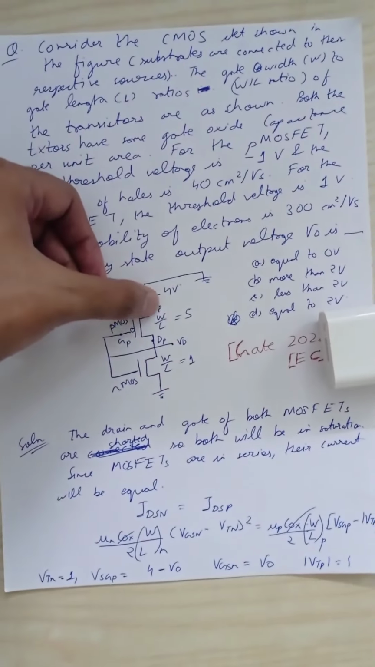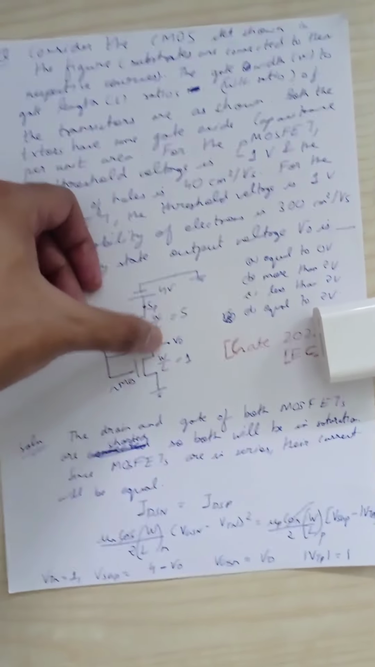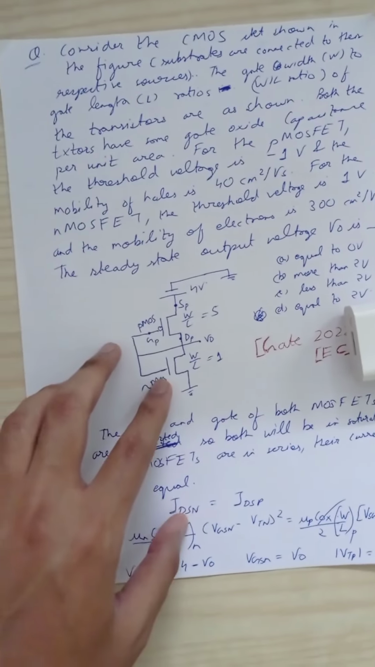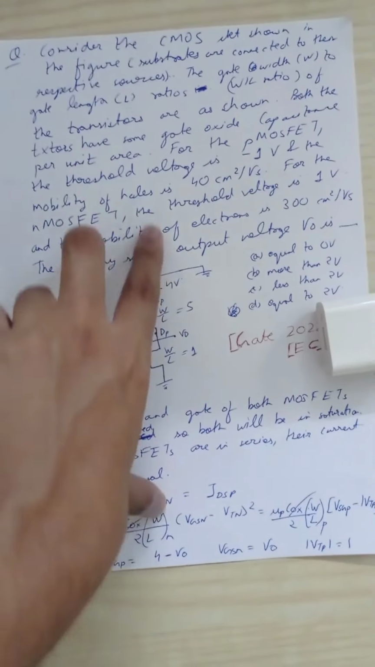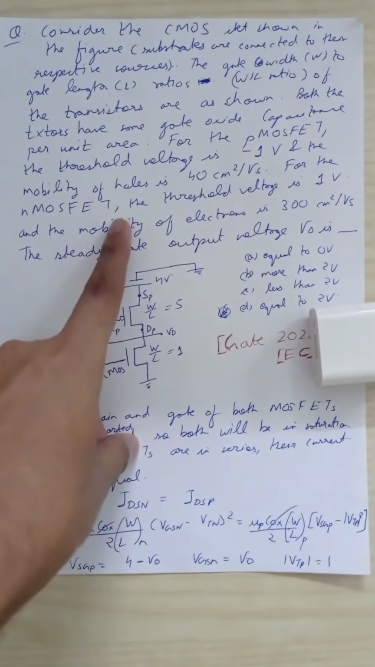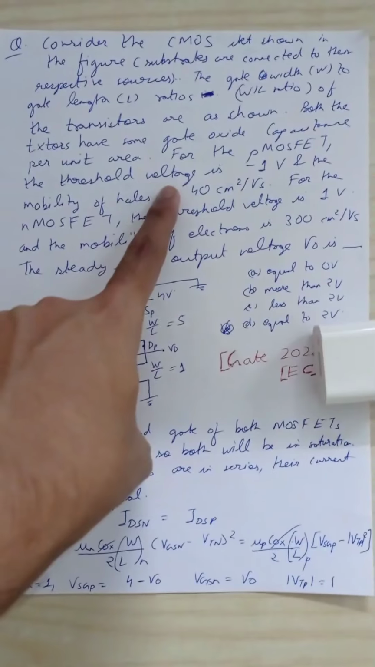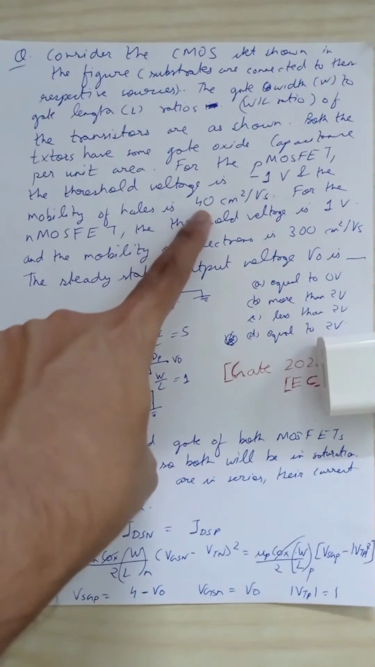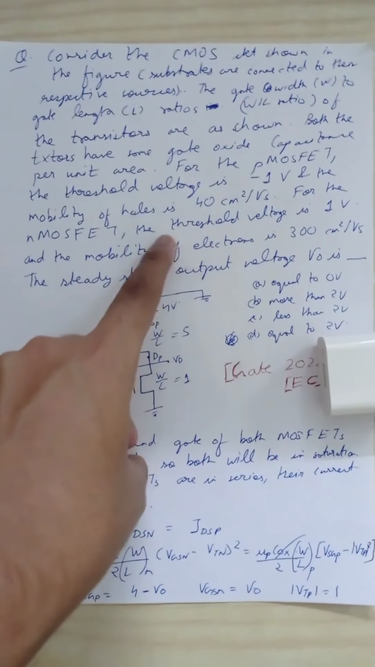So this is a PMOS, its width W by L ratio is 5, and this is an NMOS, its W by L ratio is 1. Then it says that both the transistors have the same gate oxide capacitance per unit area. Then it says that for the PMOS, the threshold voltage is -1 volt and the mobility of holes is given as 40 cm square per volt second.